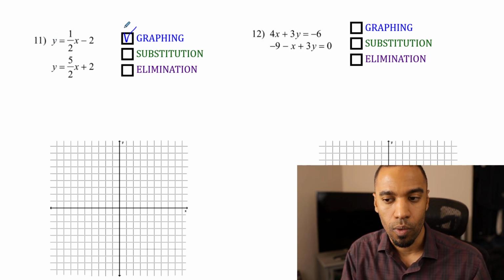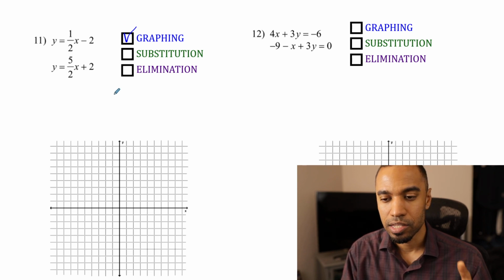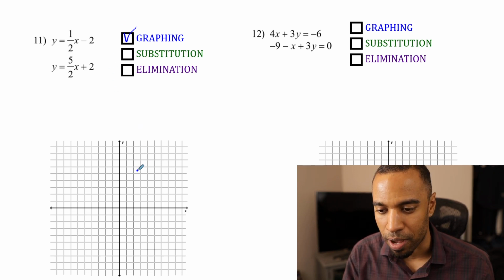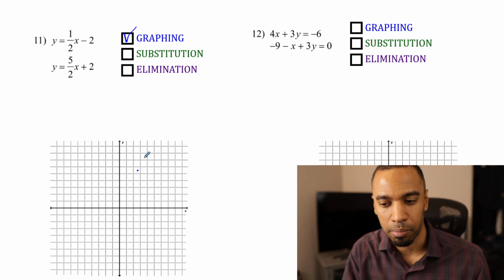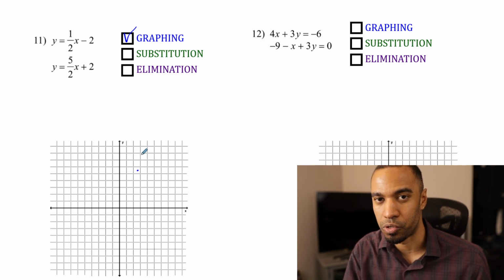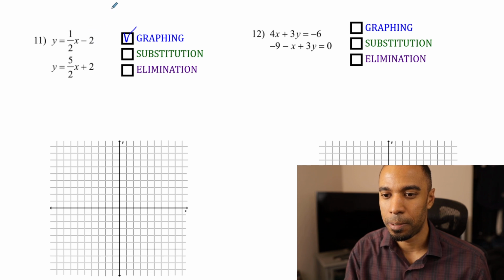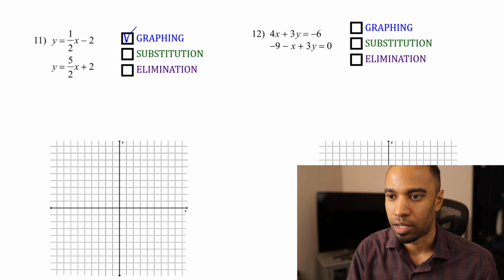The only reason why I would not graph is if I find out that these intersect at a spot like right there instead of a spot on the points. If I did that, then I would do substitution. But I'm going to graph these ones only. I'm going to do the top one in purple because I don't have to use the colors purple and green for the other steps. Let's use purple and green.